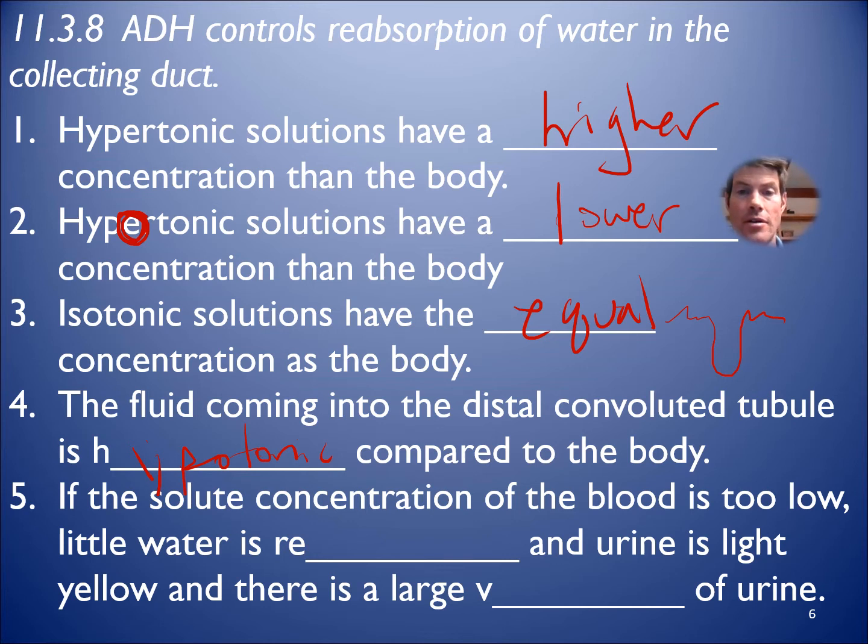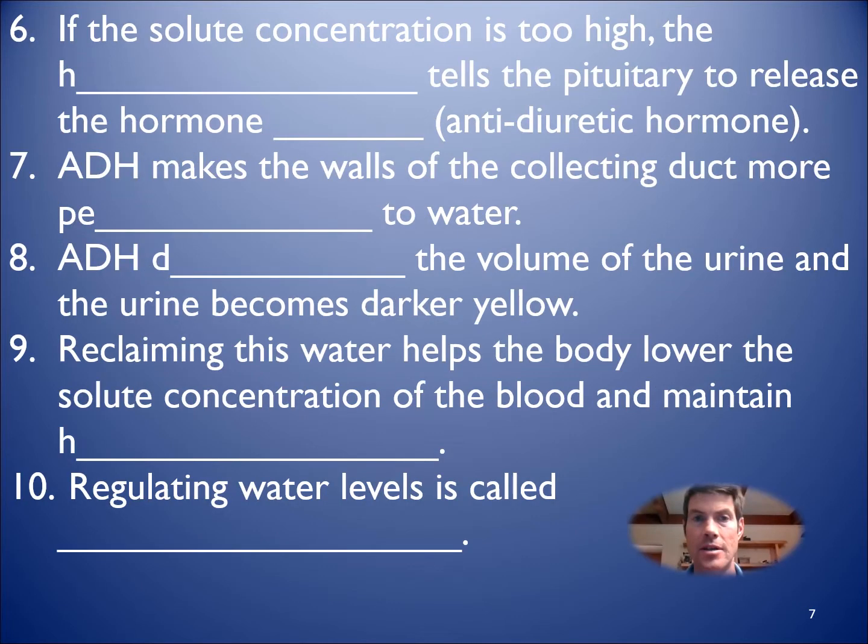If the solute concentration in the blood is low, meaning there's not a whole lot of salt there, little water is removed. And urine is light yellow, and it is a very large volume. So you're not struggling for water, you've got plenty. Your body's not going to remove much.